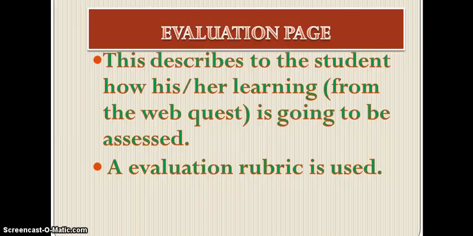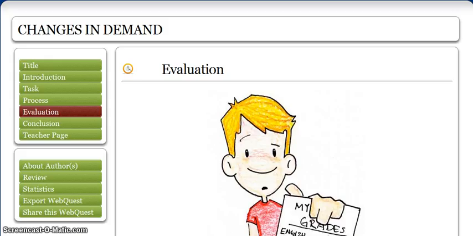Once the students have carried out the processes set in the process page of the web quest, they will then move on to the evaluation page. Evaluation describes to the students how his or her learning from the web quest is going to be assessed. In order to assess, an evaluation rubric is used.